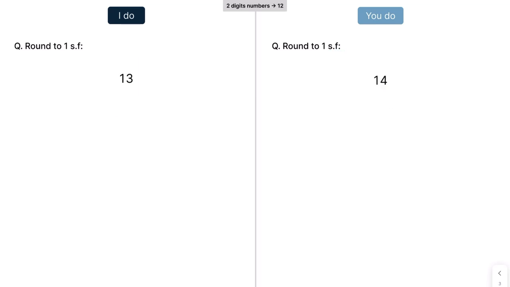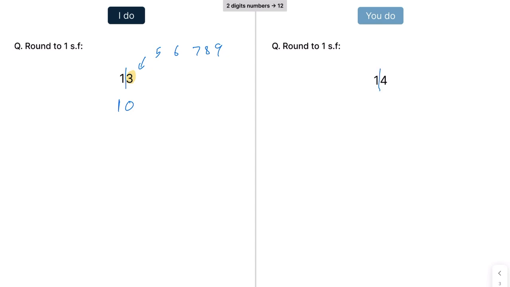So again, with this one, I'm going to draw my line after the first significant figure. I'm going to look at the decider. Now, if the decider is 5 or more, so if it's 5, 6, 7, 8, or 9, I round up. Otherwise, I leave it as it is. So in this case, the 1 stays as it is. Everything else becomes a 0.